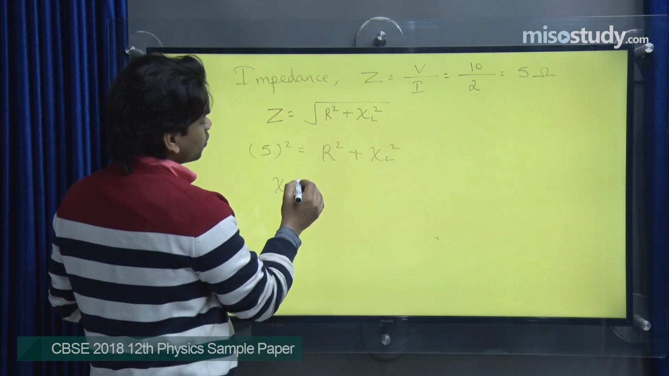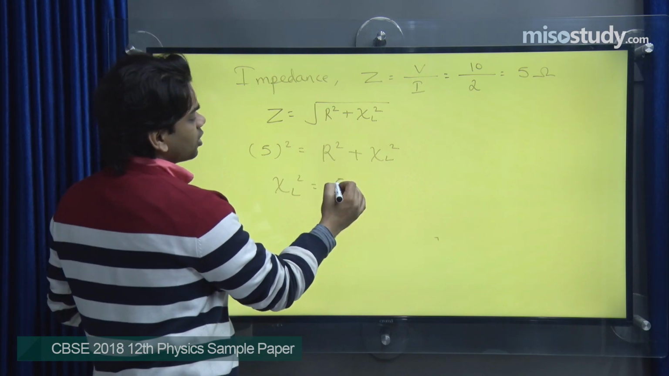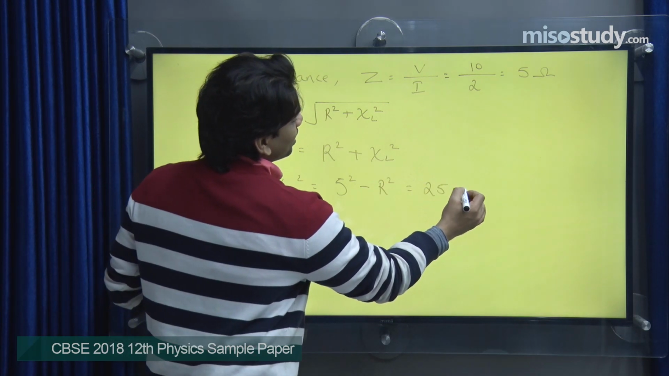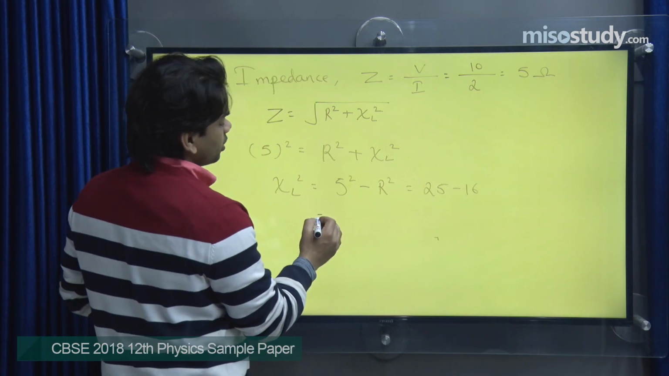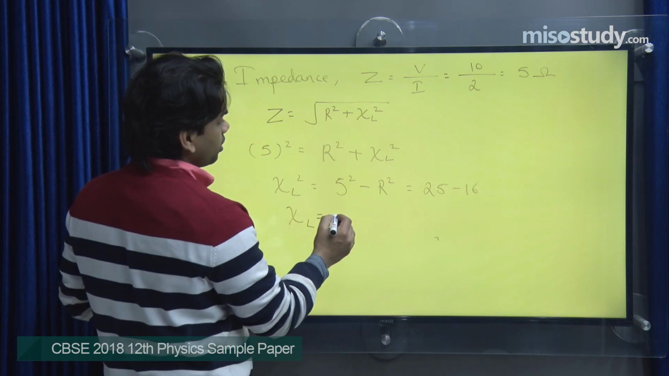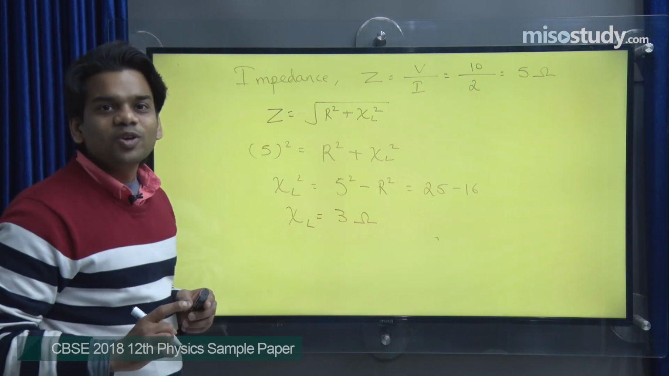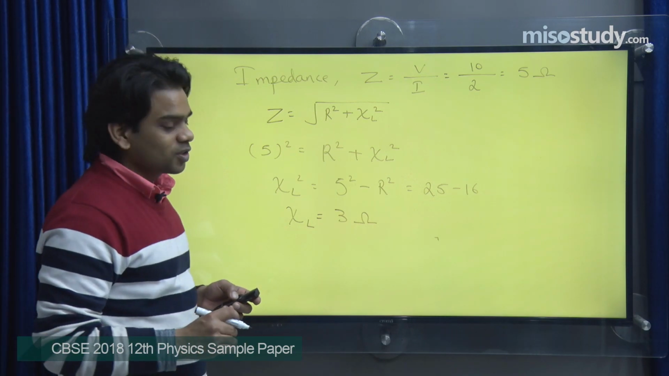So X_L squared comes out to be 5 squared minus R squared, that is nothing but 25 minus 16 because R is 4. So X_L will come out to be 3 ohm, that is, the reactance of the coil comes out to be 3 ohm in this question.